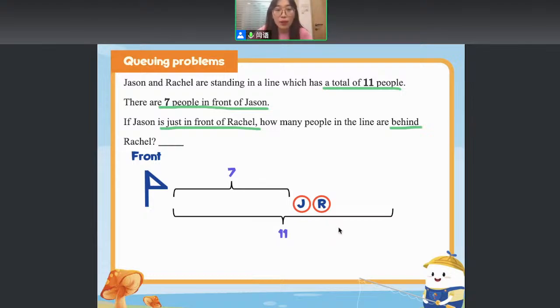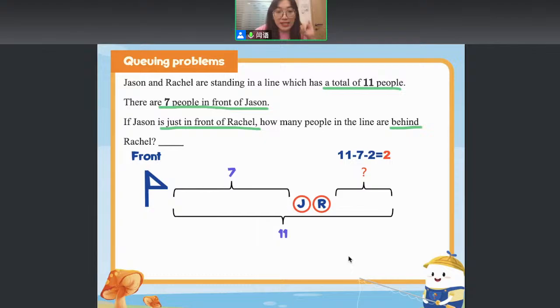So after that, let's have a look. How many people are there behind Rachel? So this part we try to figure out how to build the equation, everyone. What minus what? Minus what? Some students told me, okay, teacher Apple, I know that it is 11 minus 7, the answer is 4, right? No, because actually you also need to minus who? Minus Jason and minus Rachel.